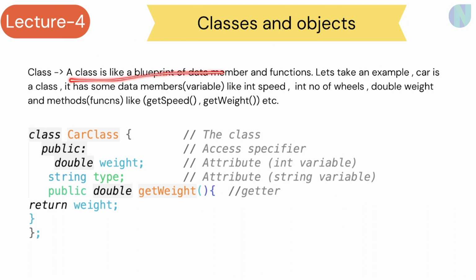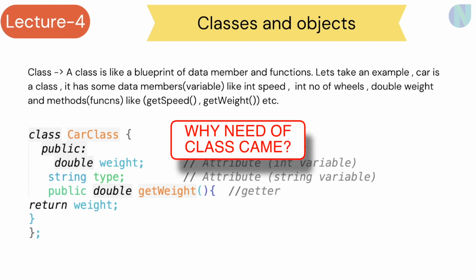So basically, what is a class? A class is like a blueprint of data members and functions. So a class is basically a blueprint that has data members and functions. You can understand it like this: animal is the class, and the objects of that class are dog, cat, bird, etc.